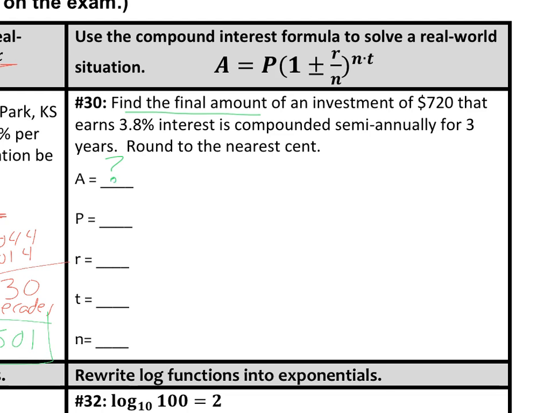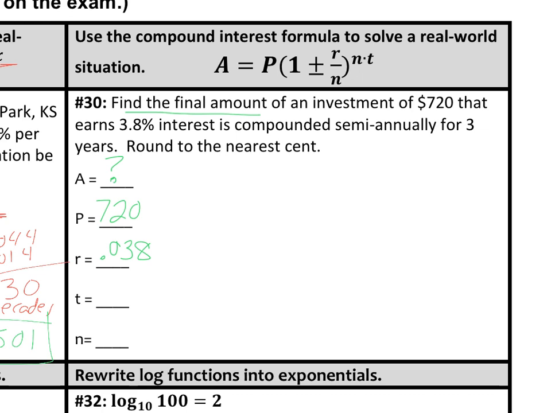P is the principal. That means your original amount. We have $720 to invest, so that is P. R is an interest rate. Again, just like on 29, we are moving the decimal on that 3.8, changing it into a decimal. So we can either move the decimal 2 places or divide 3.8 by 100, and we end up getting 0.038.